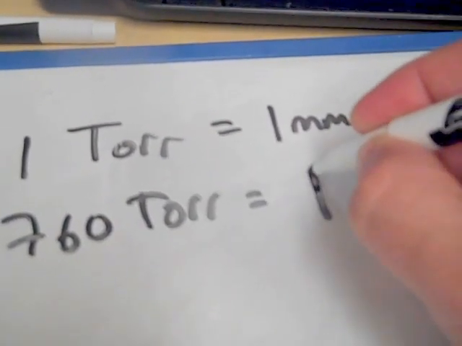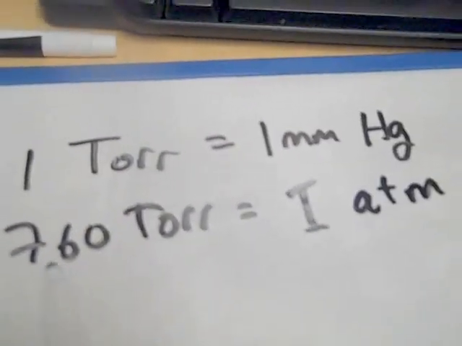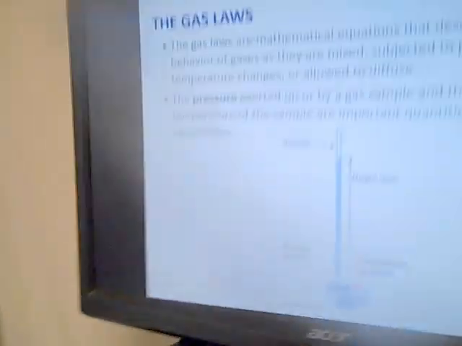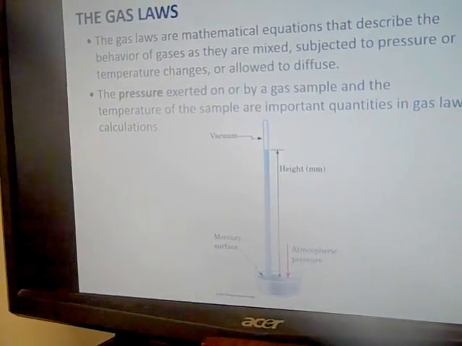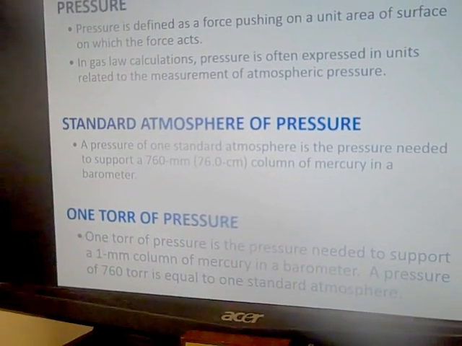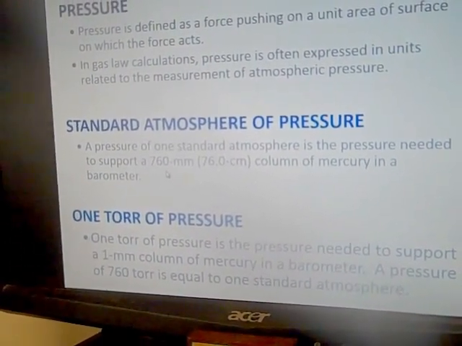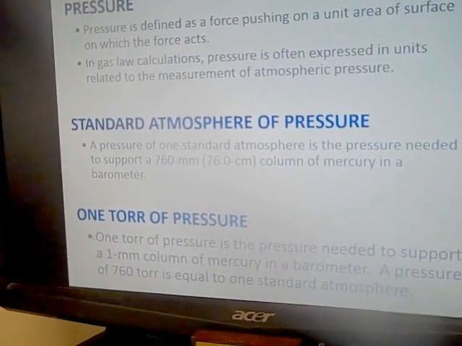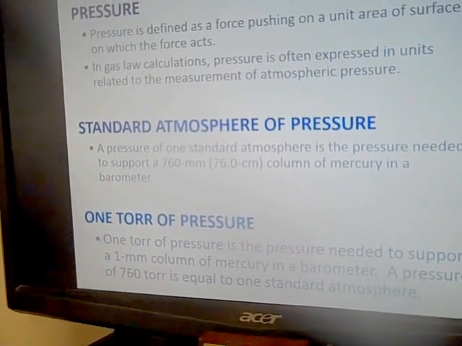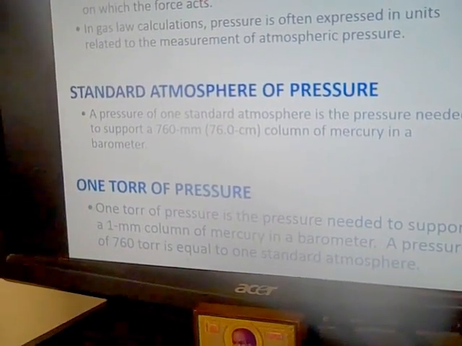And this is the same thing as 1 atmosphere. So what I'm doing is writing an equivalent statement here, comparing torr with atmosphere. That is what's known as the standard atmospheric pressure. So 760 millimeters of mercury, or 760 torr, or 1 atmosphere, they all mean the same thing. And on planet Earth, we consider that to be the standard pressure by which to base our measurements.